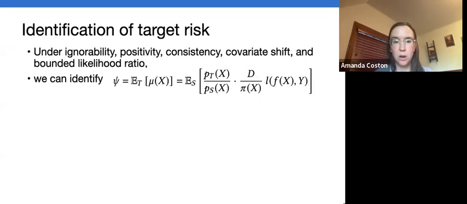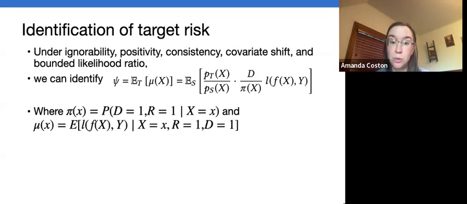So under the assumptions we just talked about, we can write our target estimate as two quantities. In this first quantity, we're writing it as an expectation with respect to the target distribution. We can write it as an expectation over this nuisance function mu of x, which is the expectation of the loss conditional on x, R equals 1 and D equals 1. If you're familiar with the causal inference literature, in the more standard average treatment effect setting, you would have mu of x as the probability of getting y equals 1 conditional on x and D equals 1. So this is the analogous version for our problem where we're evaluating the loss.